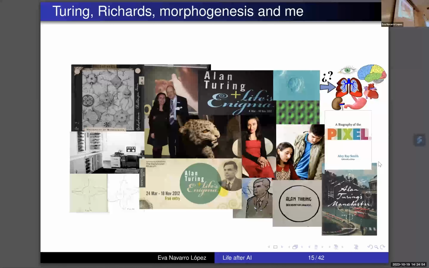So it's my story of Turing, Richards, and morphogenesis and me, because I have been obsessed with Alan Turing. I have met all the pioneers of computer science, all the people that built the first computers.